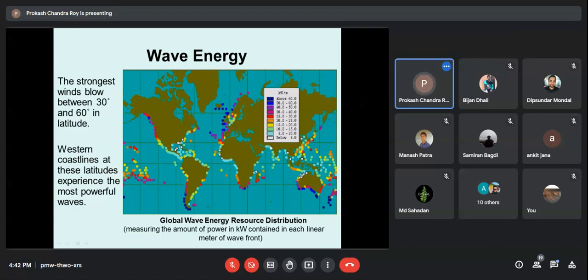But if you look at our country, we don't have that much potential in waves. Okay, but some of the locations have 60 kilowatts per meter, which is a huge power.